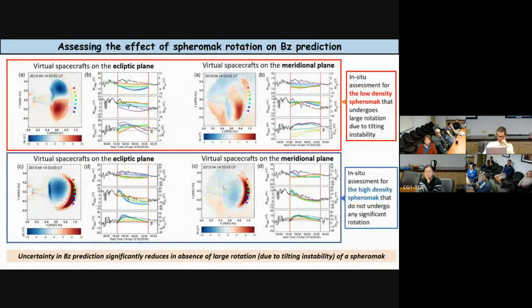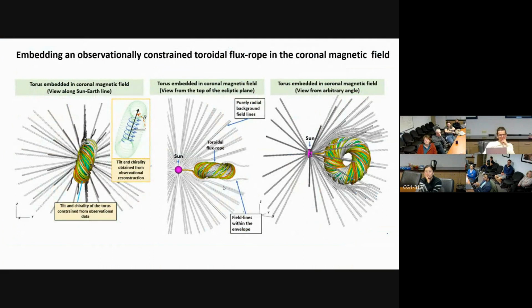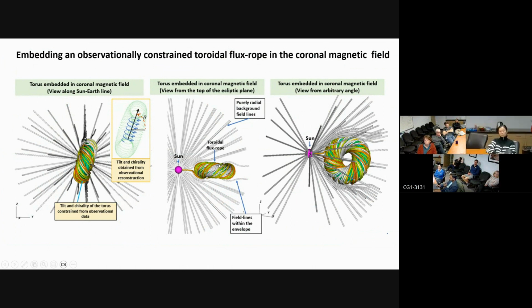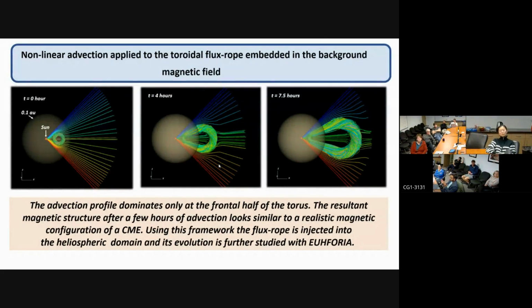So we have come up with a different approach, where first we embed a toroidal flux loop in a coronal magnetic field. If we have a coronal background magnetic field, then we can embed this toroidal flux loop there. Then we can use some advection profile where we advect only the frontal part of this torus, not the back part. With time, it will take the shape of a stretched torus-like structure.